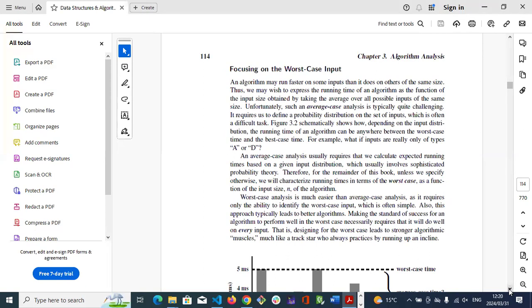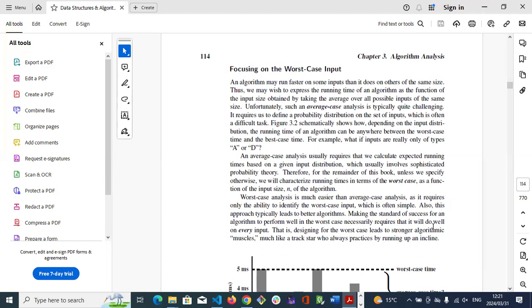Figure 3.2 schematically shows how, depending on the input distribution, the running time of an algorithm can be anywhere between the worst case time and the best case time. For example, what if inputs are really only of the types A or D? An average case analysis usually requires that we calculate expected running time based on the given input distribution, which usually involves sophisticated probability theory. Therefore, for the remainder of this book, unless we specify otherwise, we will characterize running times in terms of the worst case as a function of the input size n of the algorithm.